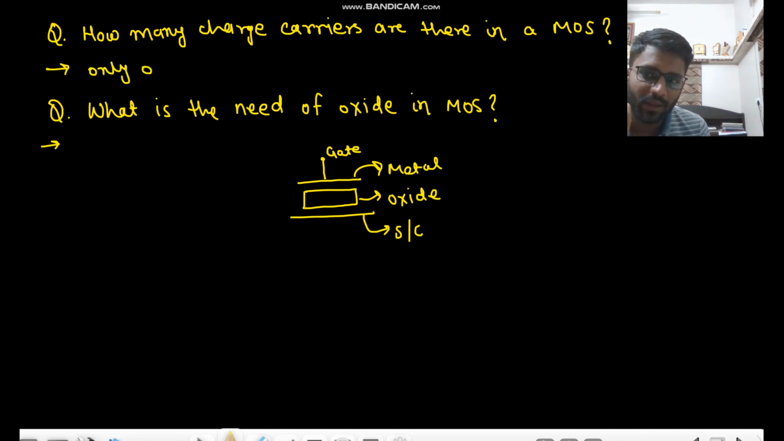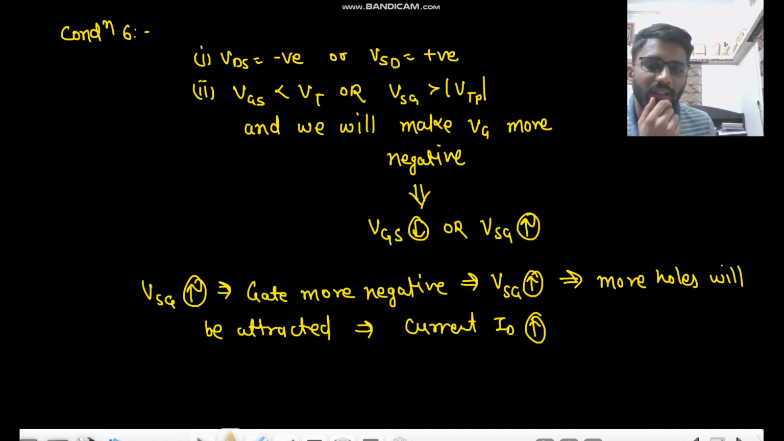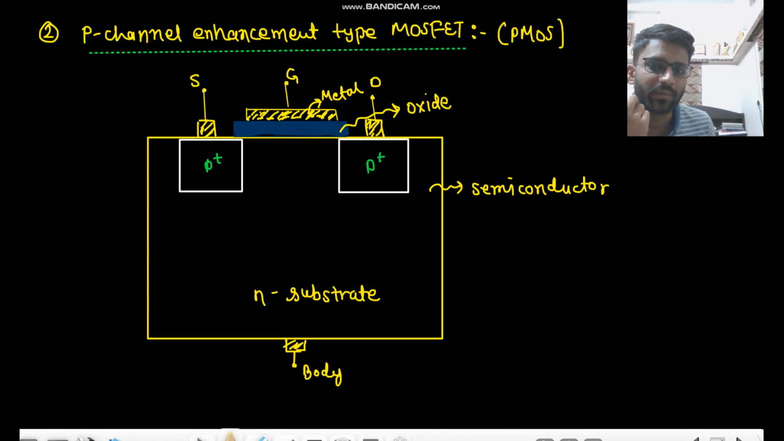Either holes or electrons. If they ask about BJT, you will say two, holes and electrons. Okay, so this was one simple question. Now the question is, what is the need of oxide in that MOS? You see the MOS structure, right? There is metal, oxide and then a semiconductor. So what is the need of that oxide? What does that oxide do?